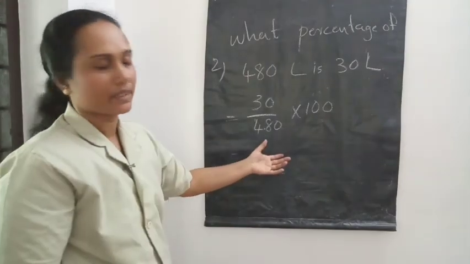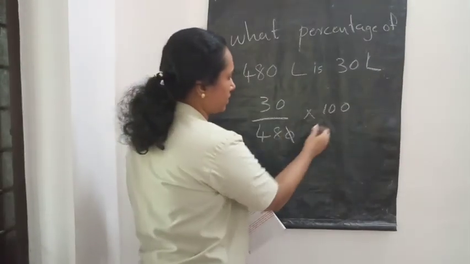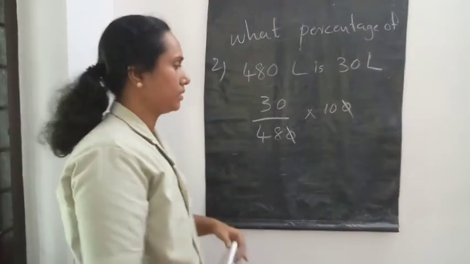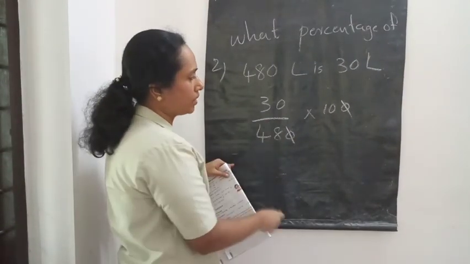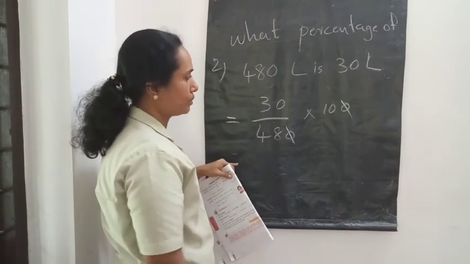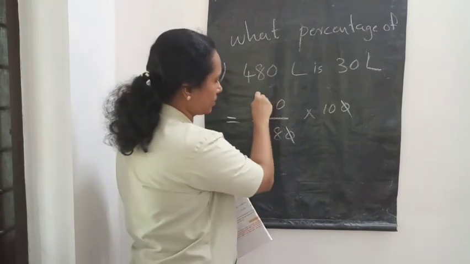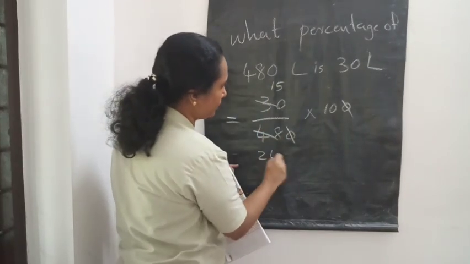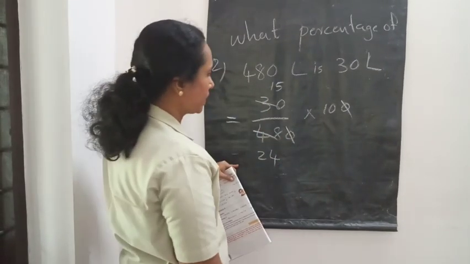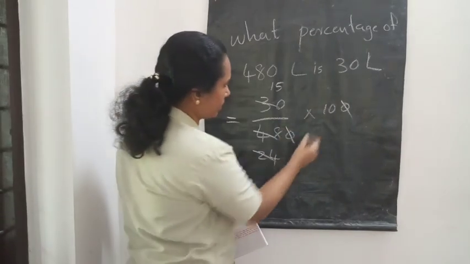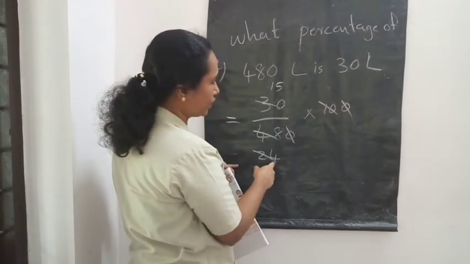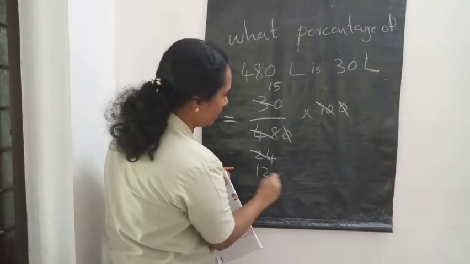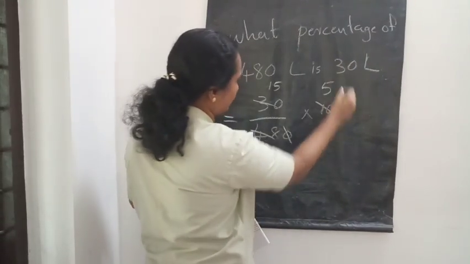Now we can simplify this. First we divide by 10. Then zeros cancelled. Next we divide by 2. In both, 2 is a common factor. Then 15. Here 24. Again we can divide by 2. Both 24 and 10 have 2 as a common factor. Then 24 becomes 12. Then this 10 becomes 5.